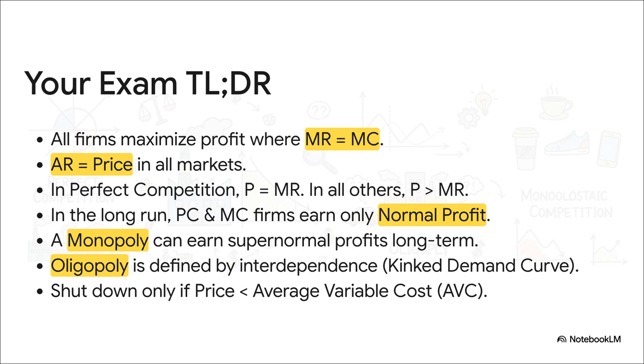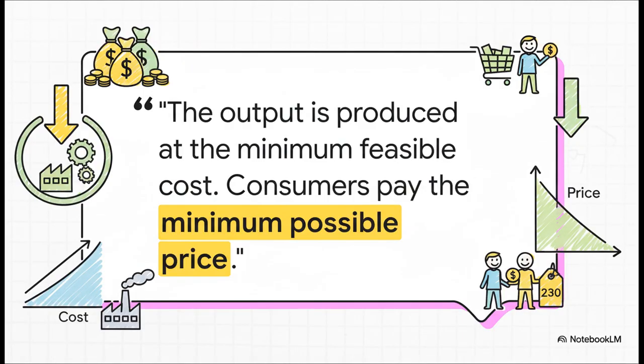All firms maximize profit where MR equals MC. In perfect competition, price equals marginal revenue. In all other markets, price is greater than marginal revenue. And finally, in the long run, only a monopoly can keep earning those supernormal profits. And this quote really highlights why economists, at least in theory, love the idea of perfect competition. It leads to the most efficient outcome for society, where things are made at the lowest possible cost and sold at the lowest possible price.